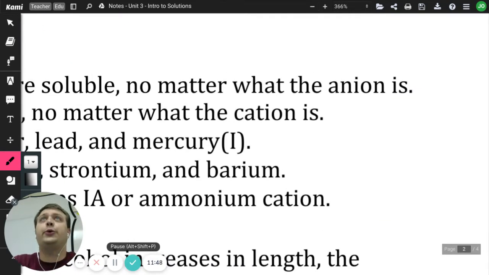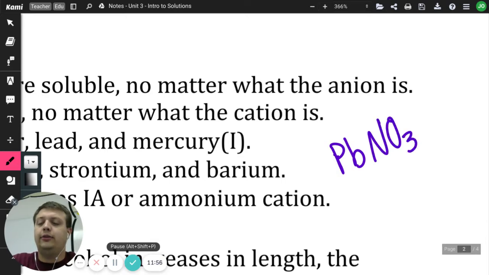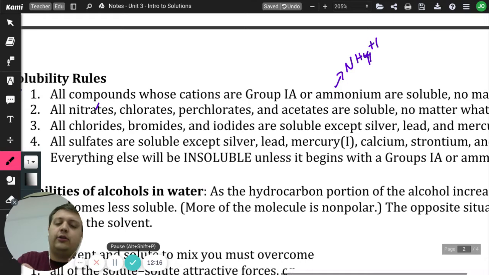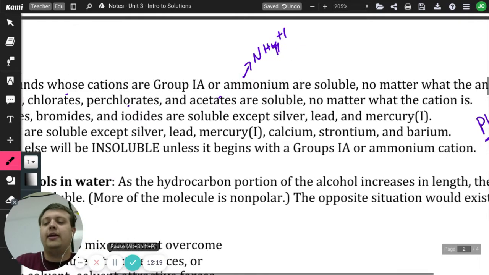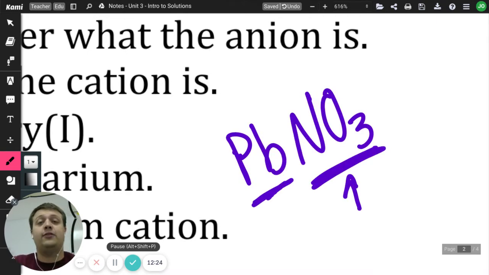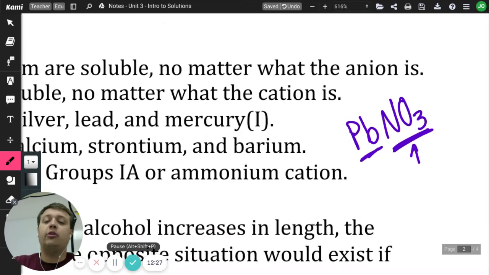Let's say I've got lead nitrate. I've got lead, and remember, lead can be one of those things that makes something insoluble, and I've got nitrate here. Thinking back at our rules, I know that if I've got a nitrate, chlorate, perchlorate, or acetate, they are soluble no matter what. So I have a nitrate, so this would have to be a soluble compound. And that's what you're looking for.